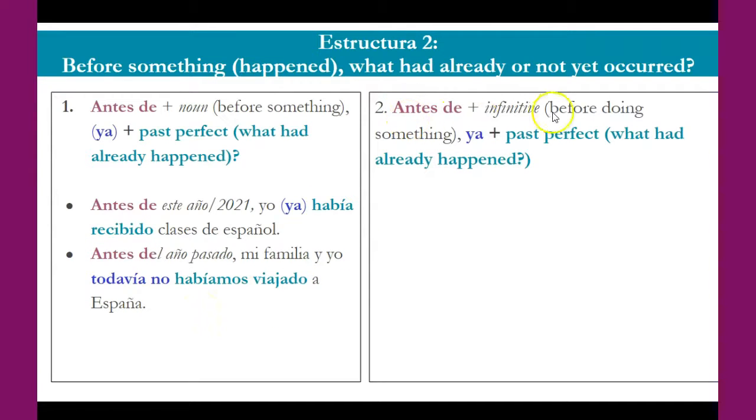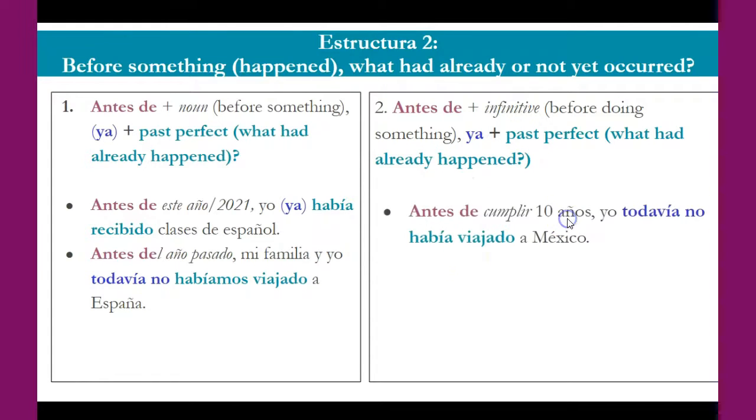Then you can also use antes de plus an infinitive, and what you're conveying is different. You're saying before doing something. So this one, antes de plus a noun, is before something. Can be a year. And this one is if you're expressing before doing something, before an action. Ya, past perfect, or todavía no, past perfect. What had already happened, or what had not yet happened. So we have here, antes de cumplir 10 años, yo todavía no había viajado a México. Before turning 10, I had not yet traveled to Mexico, right?